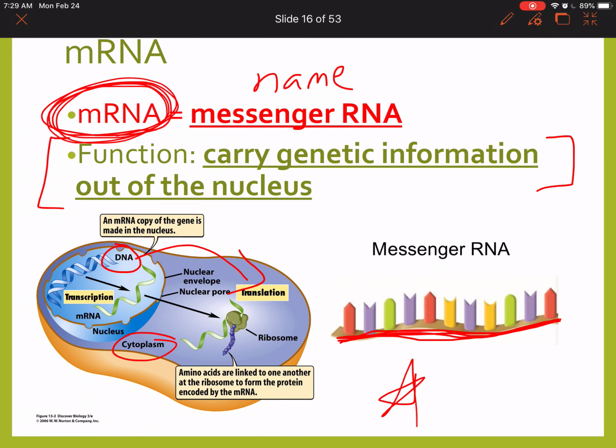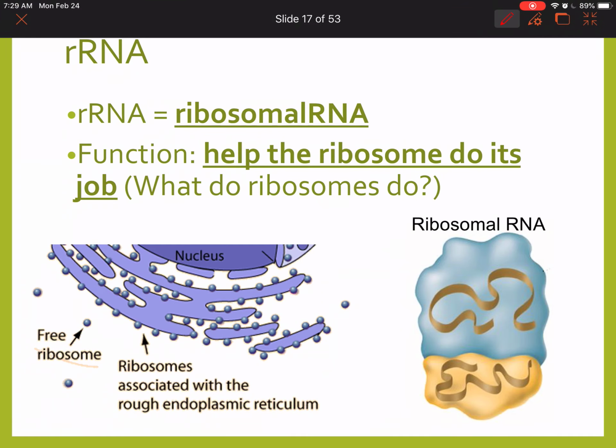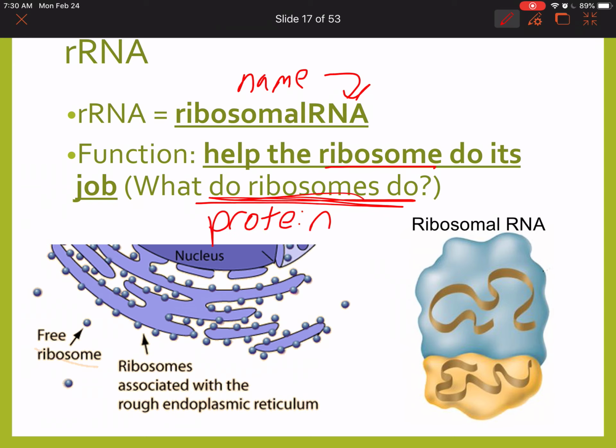The one we will never deal with ever again is the weird one. rRNA stands for ribosomal RNA. So here's the name. Ribosomal RNA is in the ribosome. And if you remember right, what do ribosomes do? Ribosomes make proteins. So rRNA helps the ribosome make protein. How does it do that? We don't know. We know it's there. We know if we remove it, the cell dies because it can't make proteins.